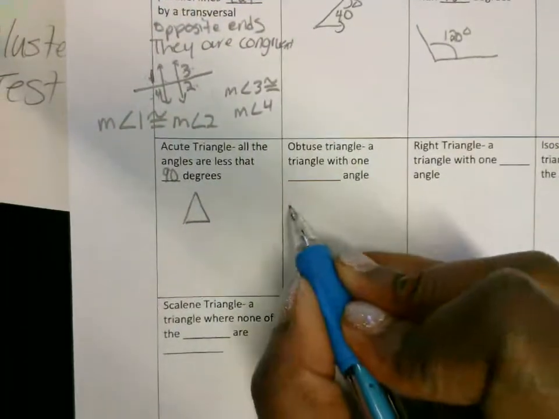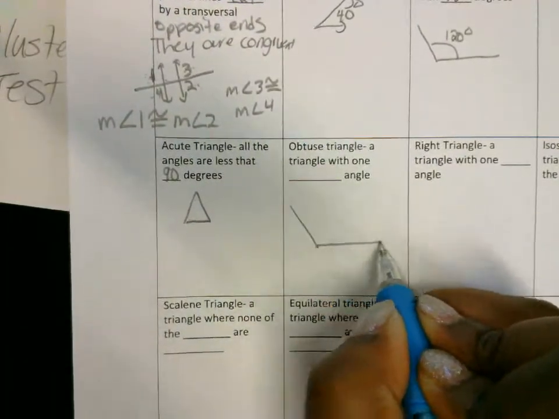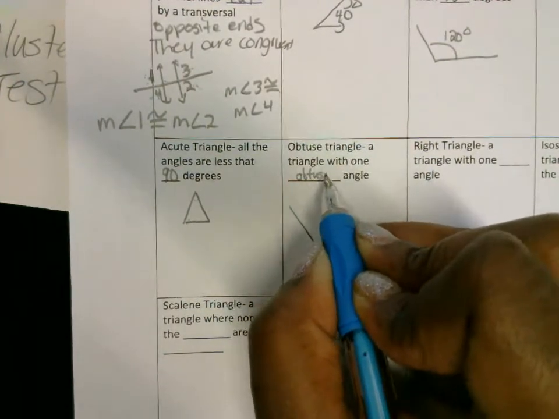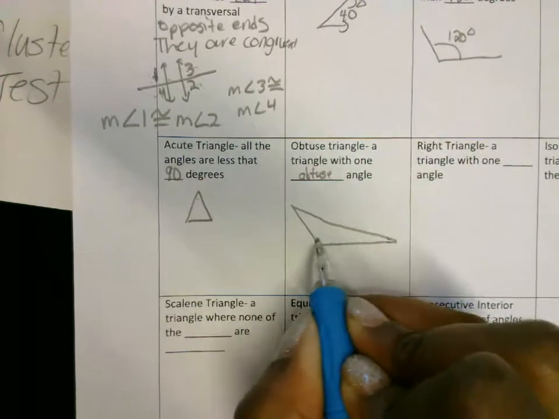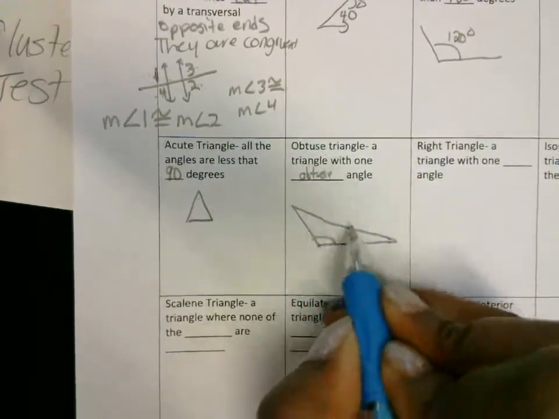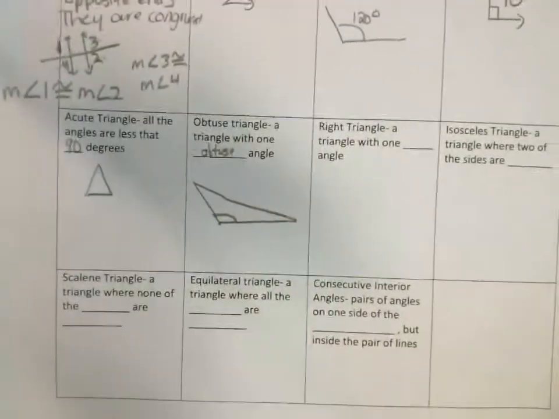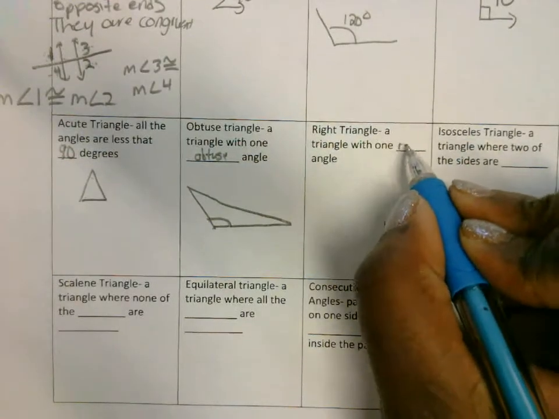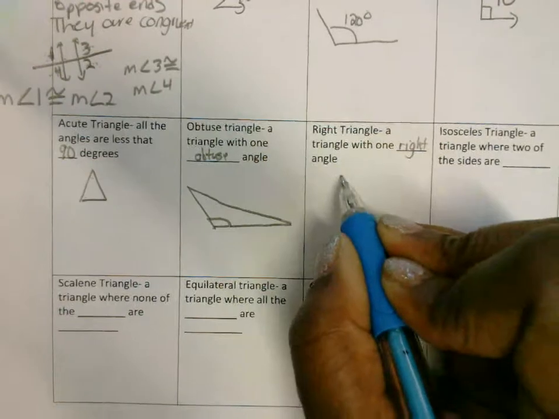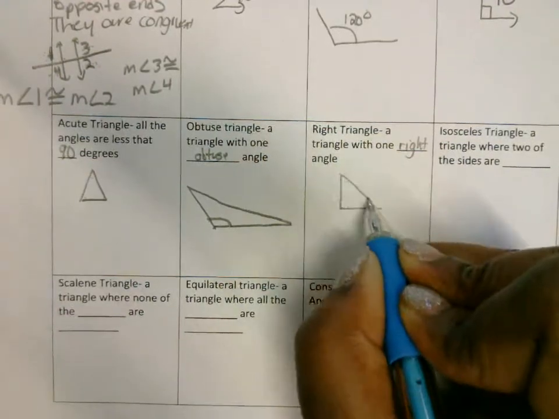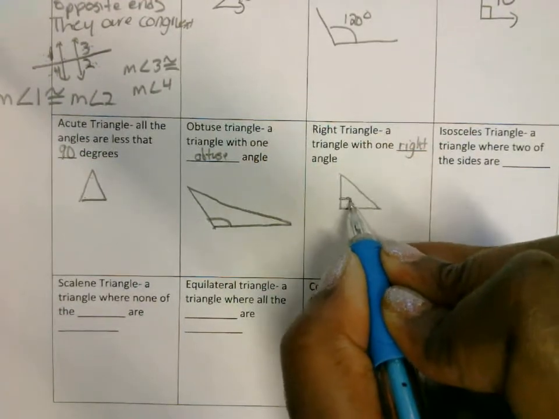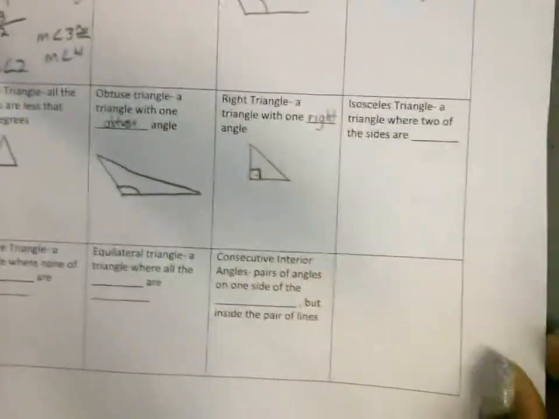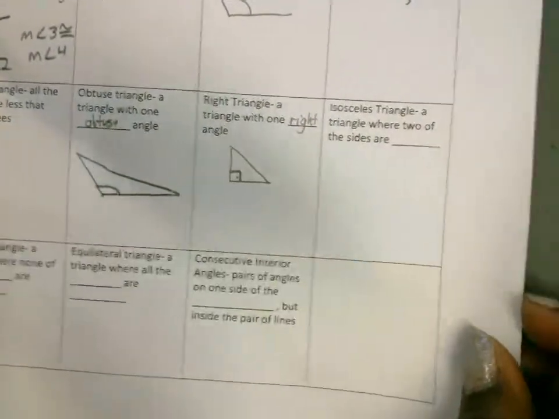Obtuse is when one of the angles is obtuse. Okay? This angle right here is obtuse, so this makes this an obtuse triangle. A right triangle is when it has one right angle, one 90-degree angle. Okay? This is a right triangle because there's one 90-degree angle here. That box is an indication that it's 90 degrees.